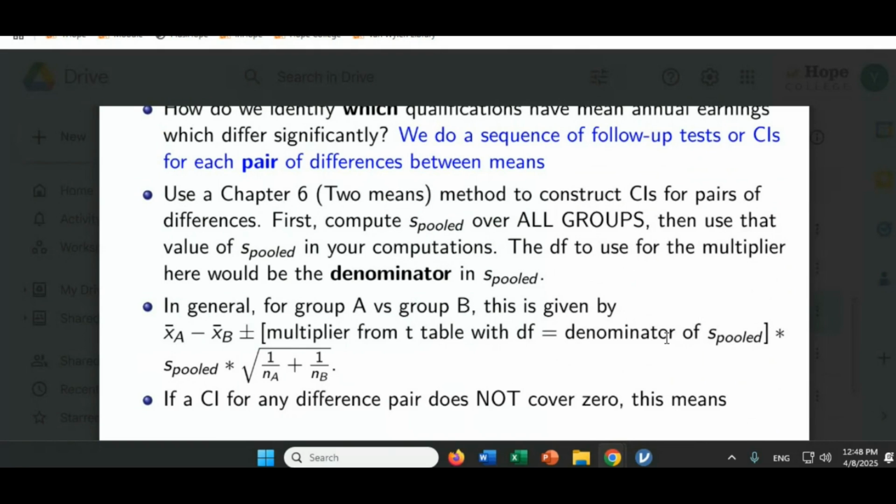S pool pulls information from every group, even though I'm only comparing A and B. Does that make sense? So let's do this together.